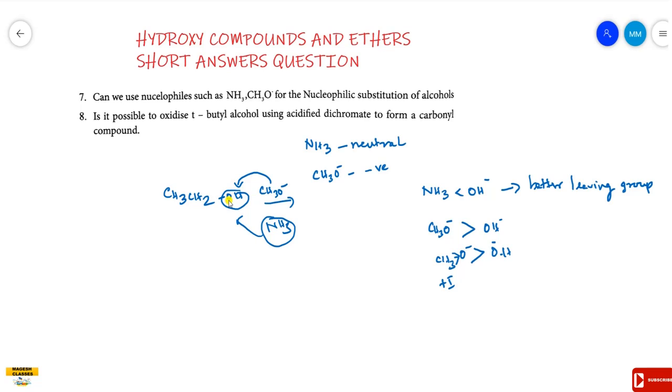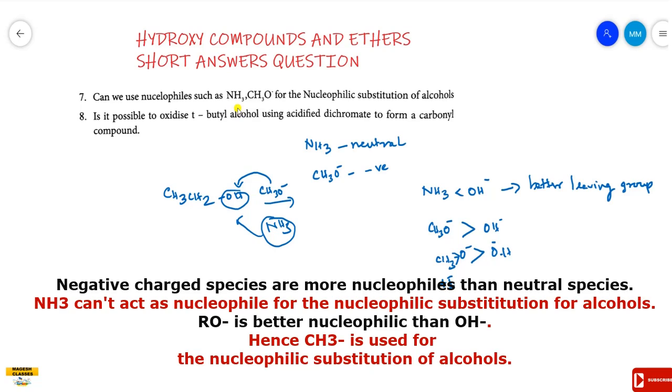So the methoxide ion can act as a nucleophile in the substitution of the OH group. So what is your answer? In consolidation, ammonia, being neutral, cannot be used for substitution of alcohols. And methoxide ion is a better nucleophile than OH minus ion, so it can be used for nucleophilic substitution of the alcohol. Clear? Higher nucleophilicity can replace the other negative species. So this is the basic idea. Next, question number 8.